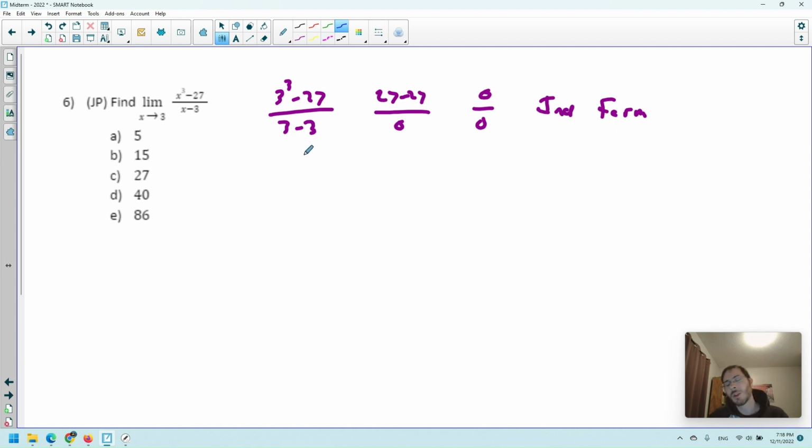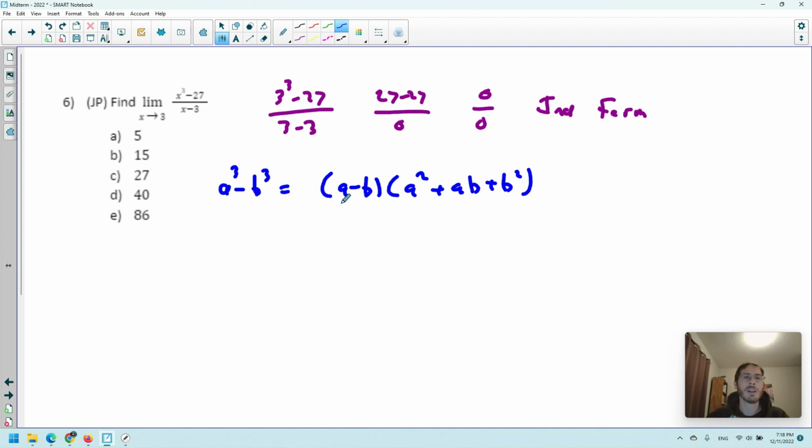But since it's a Unit 1 one, I'm going to go ahead and solve it like we did back in Unit 1. Back in Unit 1, we said we could factor and cancel these. So we're going to factor and cancel it, because this right here is just an a cubed minus b cubed. So we know that this factors into a minus b times a squared plus ab plus b squared.